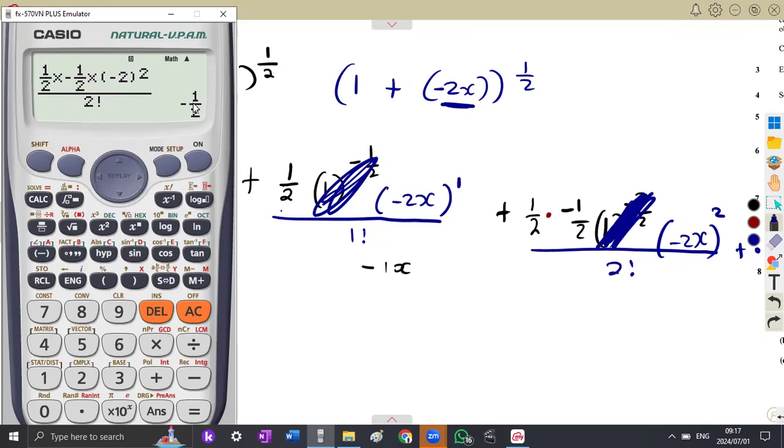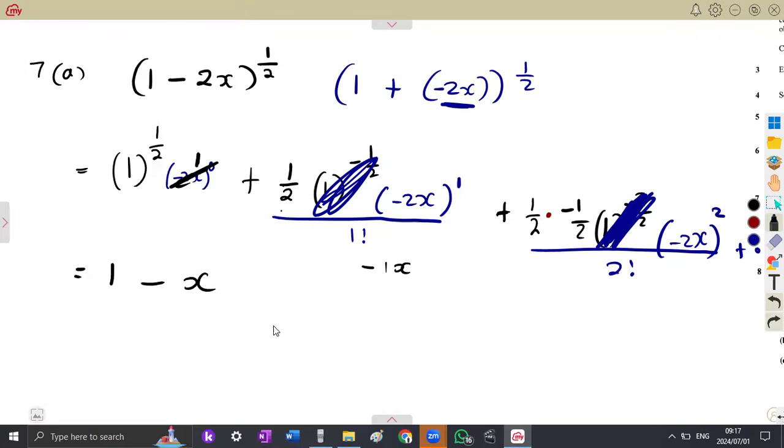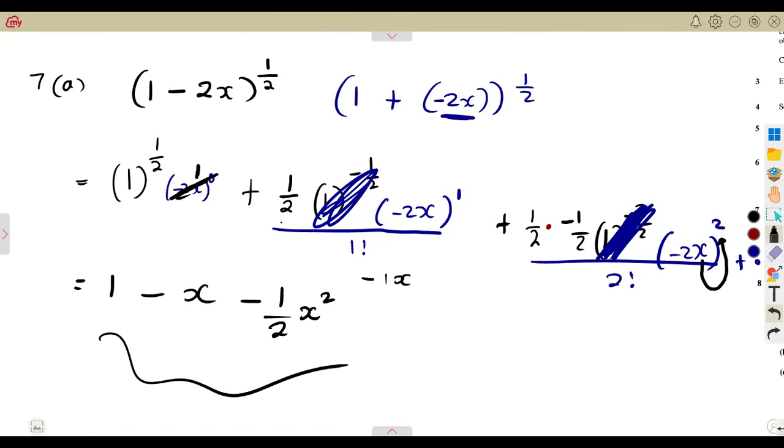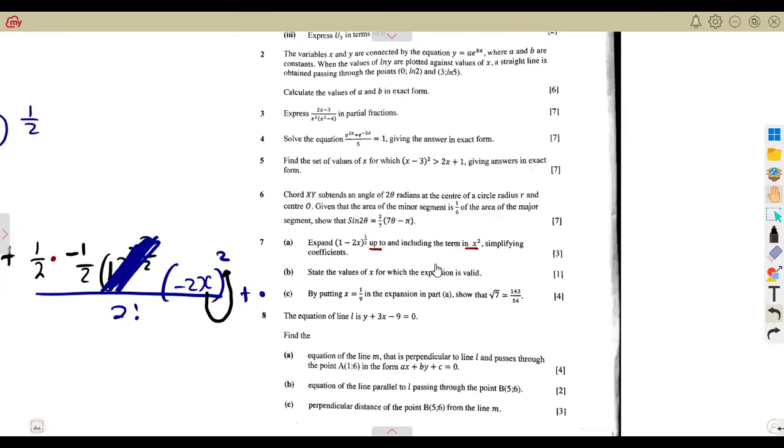So that was going to give us a negative half. So we are obtaining negative half in this case. But it's being affected by the x. x raised to the exponent of what? Of 2. So that will be x squared, just like that. They said you must simplify coefficients. So this was going to be like this in its simplest form. All right, so that was it, guys.